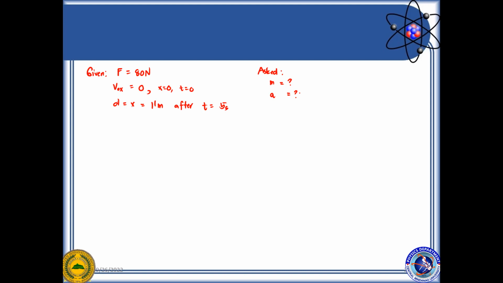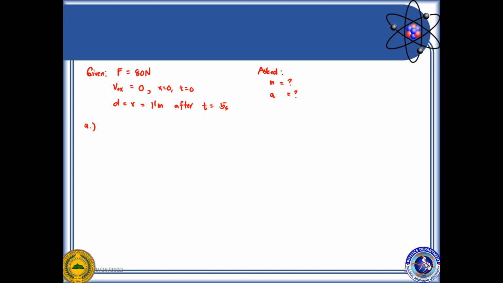And then after 5 seconds, the distance traveled by the block of ice is equal to 11 meters. So we have the distance, which is just x. Since we are considering horizontal motion, we have distance denoted by x equal to 11 meters after time t equals 5 seconds. The first physical quantity that we will be solving is the mass of the block of ice.